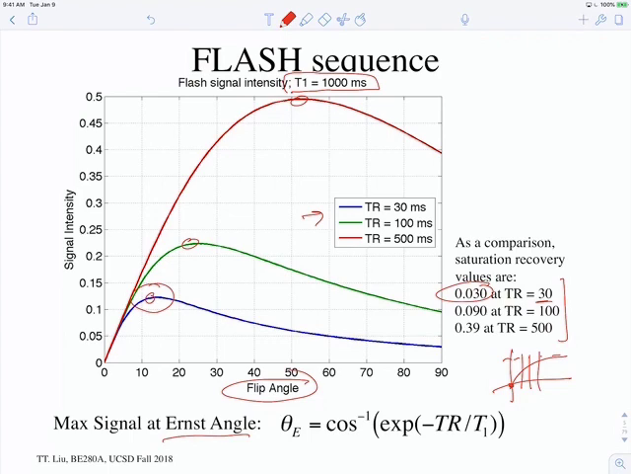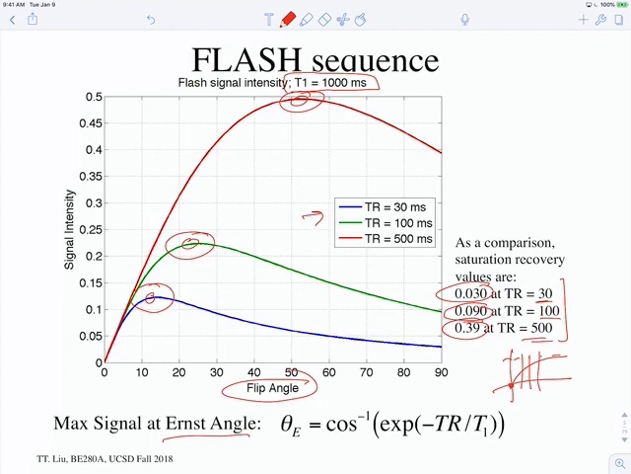Similarly, at TR of 100 milliseconds, using saturation recovery, it's only 0.090. Here you get like 0.22, so more than a factor of 2. As the TR gets longer, the gain is less. So here you get 0.39 with the old method and maybe 0.49 with the new method. So as the TR gets longer, as you'd expect, the two methods converge because you're waiting around a long time.